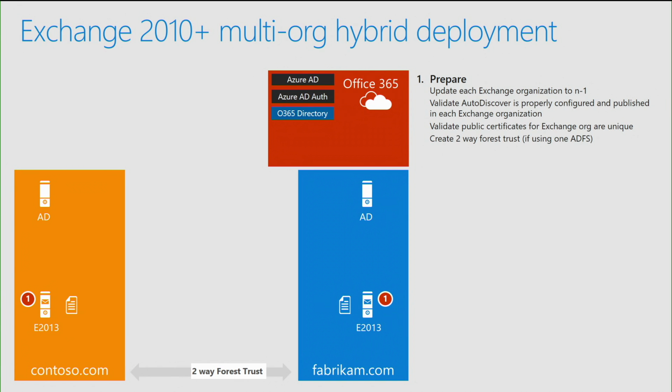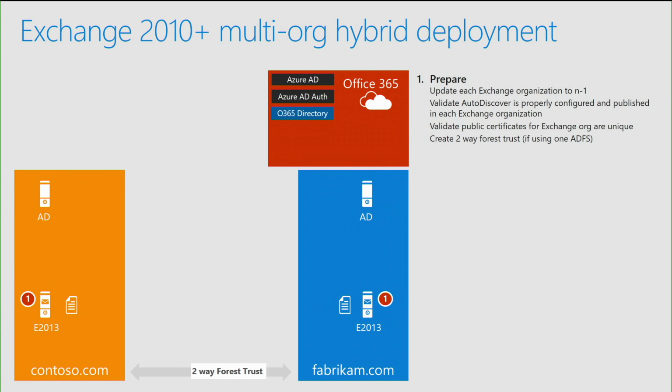How does this work? Well, first of all, we need a two-way forest trust between the two on-premises forests so that we can properly authenticate and communicate and collaborate between those two organizations. We need to make sure that we have supported versions of Exchange in place. We need to make sure that all the basics are properly configured. So auto-discover needs to work, right? We need to be able to properly discover endpoints in both of those organizations in order to be able to communicate and collaborate properly.